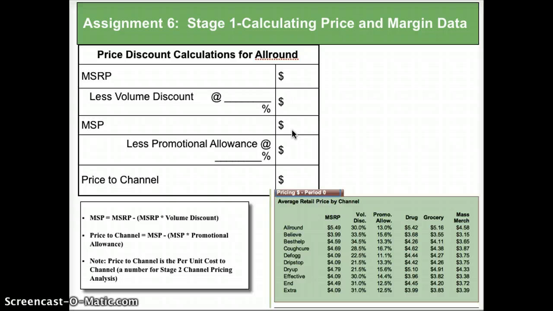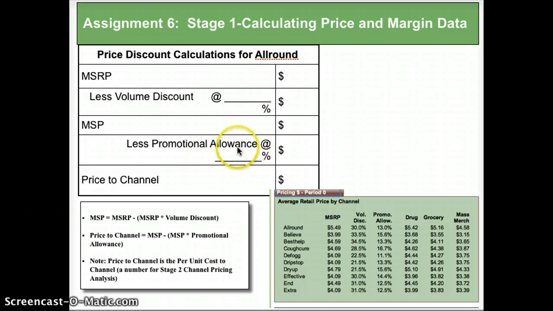But wait, we're not done, right? Because we also talked about promotional allowances, which were some of those incentives that we give retailers to do stuff in store. And you might remember some of your colleagues sharing some of their experiences understanding the in-store promotional activities. Well, we're also giving our drugstore partners, our grocery store partners, and our mass merchandise partners cents off or some discount off the price so that they will engage in some of those in-store retail promotional activities for us, right? That's what this promotional allowance is.